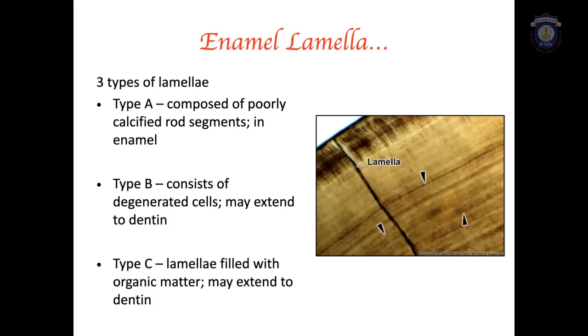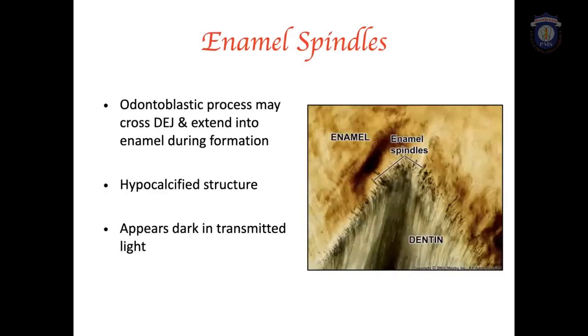Type C is the lamellae filled with organic matrix. Now these can be the organic matrix of enamel, and also organic substances which are seen in the saliva as well, and this can also extend to the DEJ. So only type A will not be extending towards the dentine. Definitely all three types are going to start from the surface of the enamel, but it is not necessary that it has to reach the DEJ, whereas type B and type C have a chance to reach the DEJ. It is going to be a through and through crack.